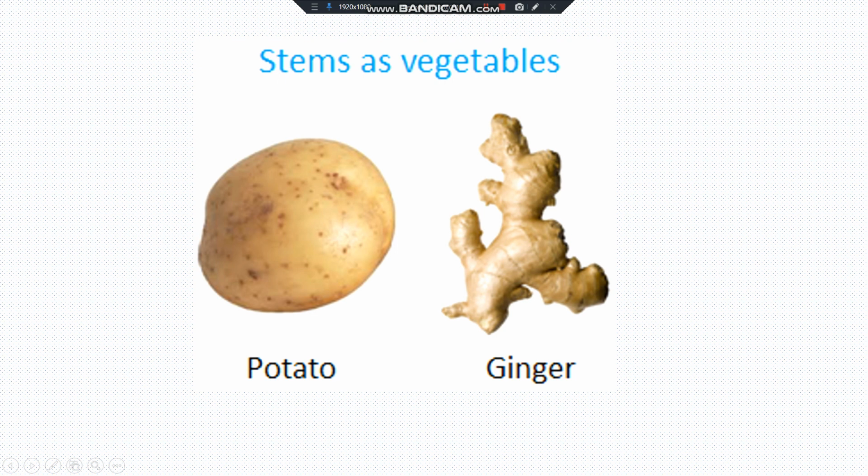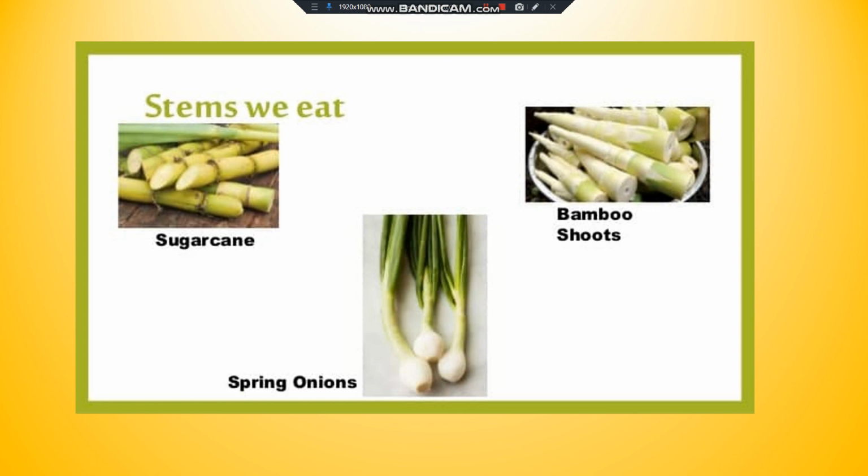Earlier आपको लगा कि potato is the fruit. No, potato is the stem. Potato and ginger, they are the stem of the plant. And also sugarcane, bamboo shoots, spring onion, they are the stems that we eat.